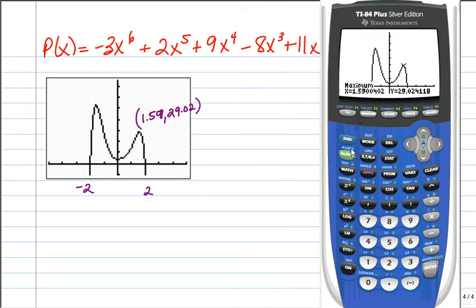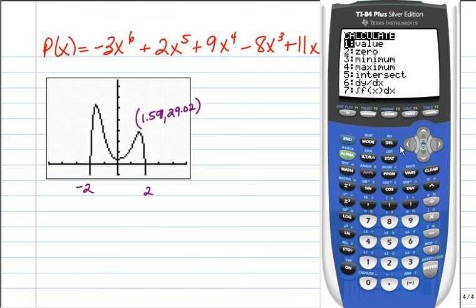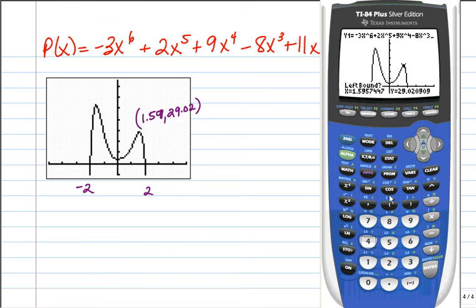And then our other max, do second trace, max. We need to be on the left of this, so let's choose like a -3. And then the right of it would be like -1. And guess. So that's -1.57, 52.75.